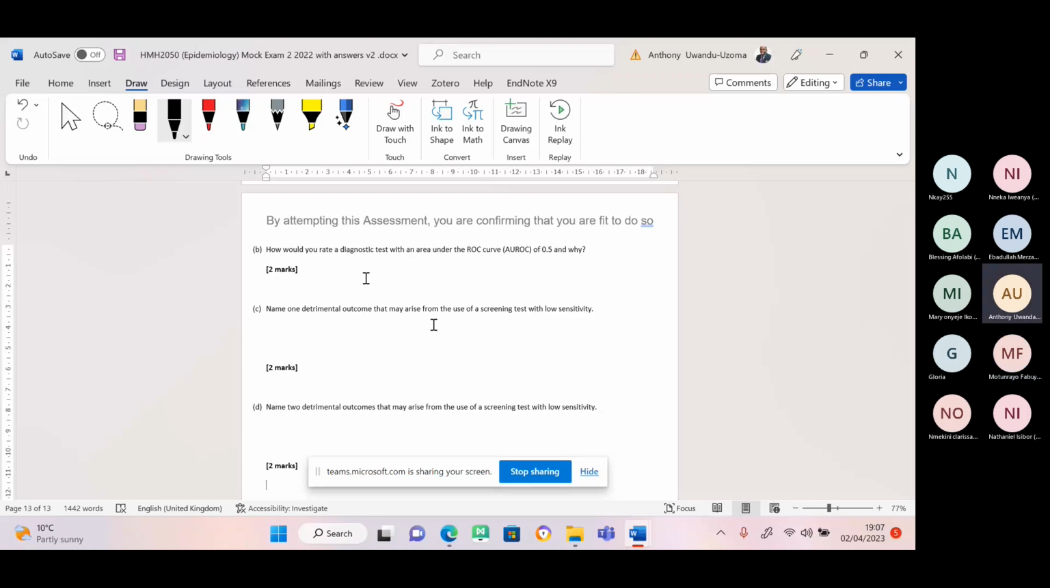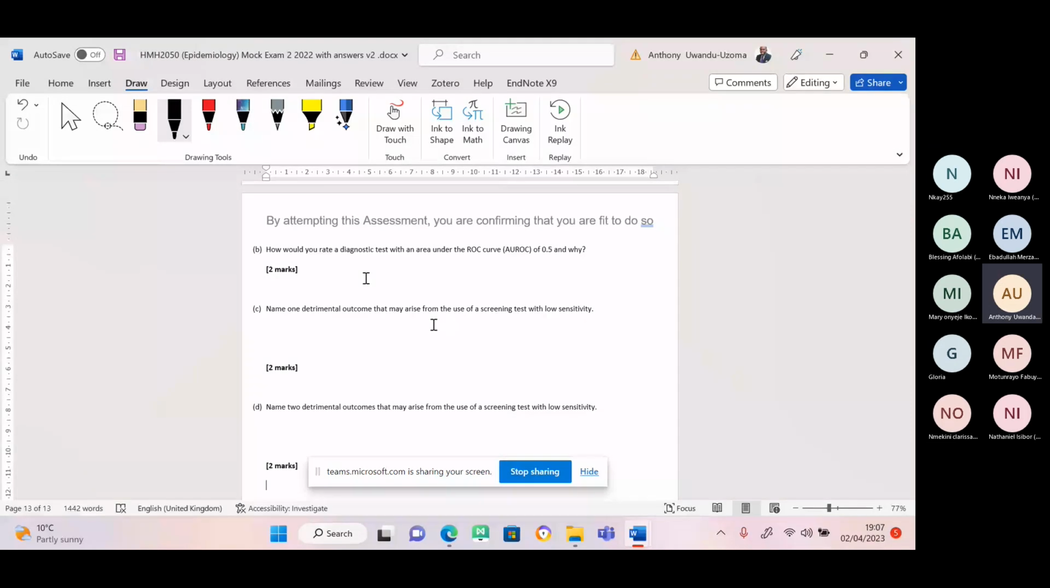So answer question number C. What's the meaning of the test having a low sensitivity? Low ability to test correctly. Good. So what do you think will happen when a test has a low sensitivity? The test is not good. The test is not reliable.